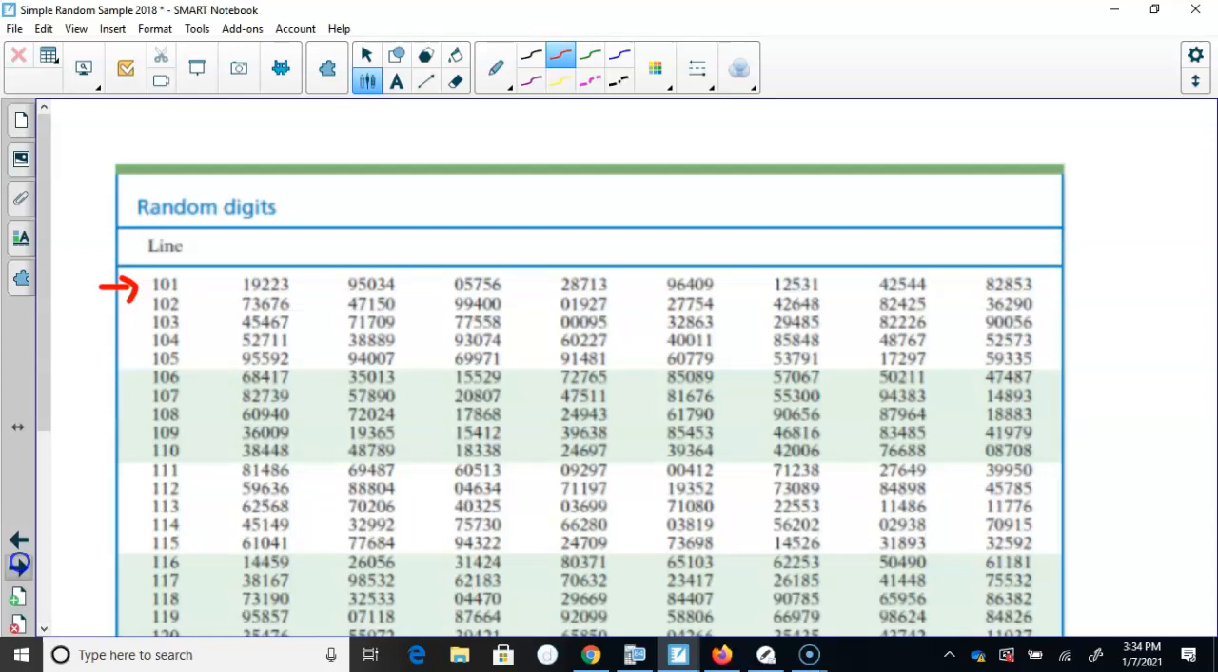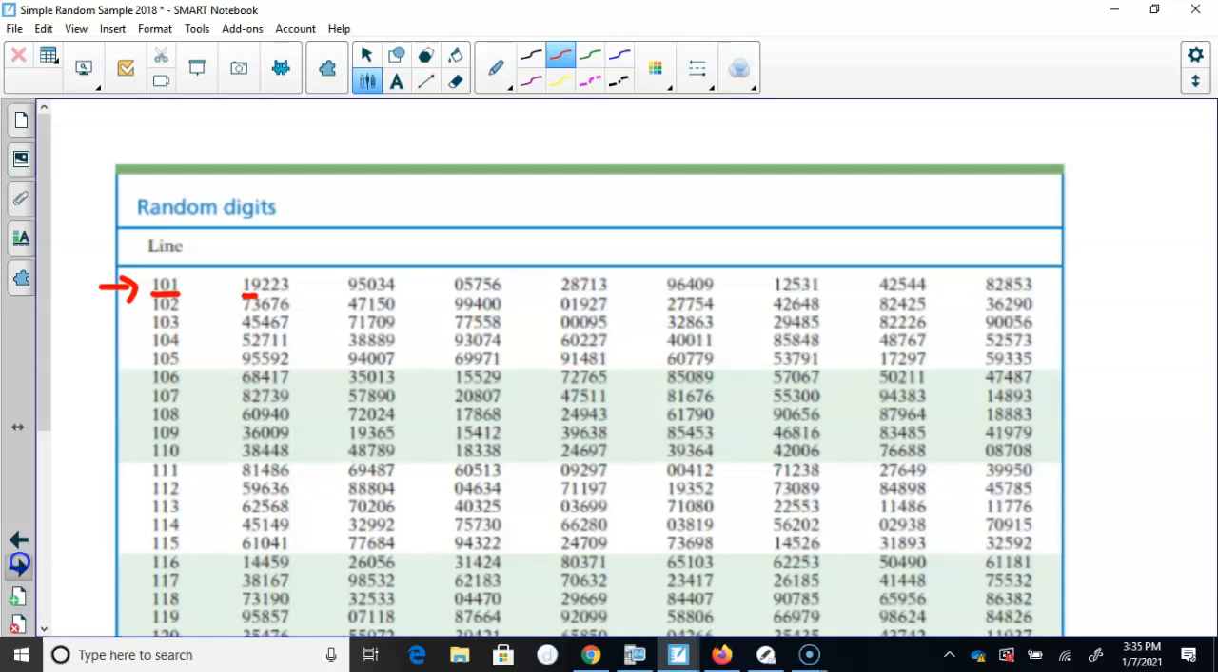Why do we randomize? Because randomization, like I talked about in the previous video, makes sure that our sample is representative of the entire population. Okay, so I'm going to look at this line. I'm not going to use line 101. I'm not going to use this number here. That's just a label for the line. It helps guide us. I'm going to go to this line 101 and I'm going to look at 19.